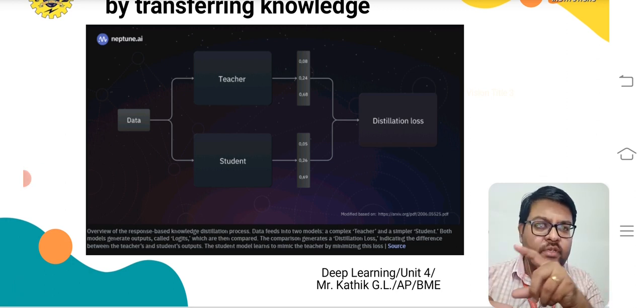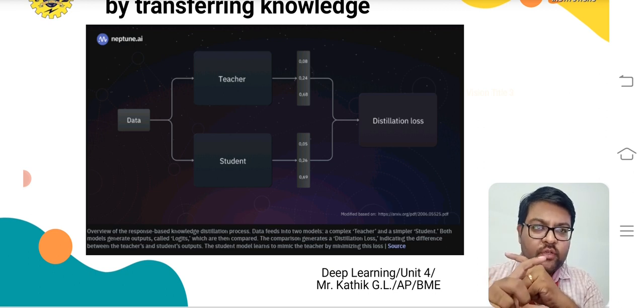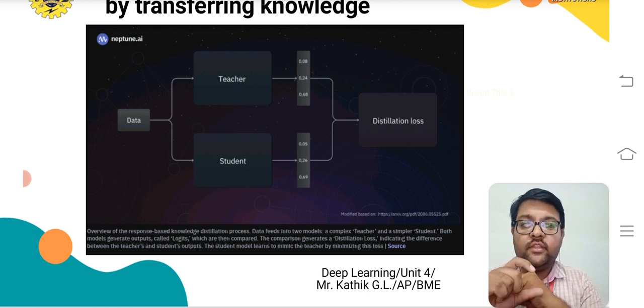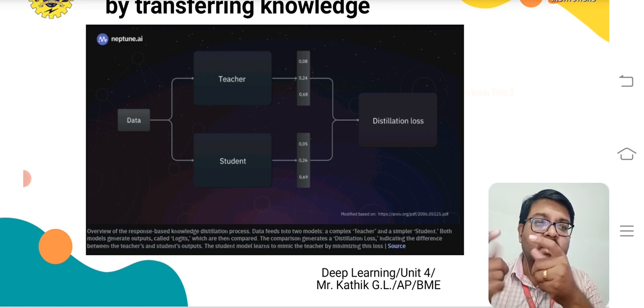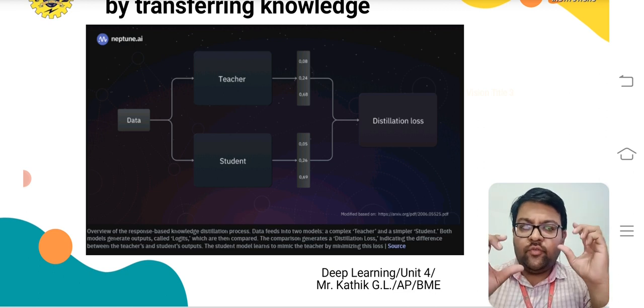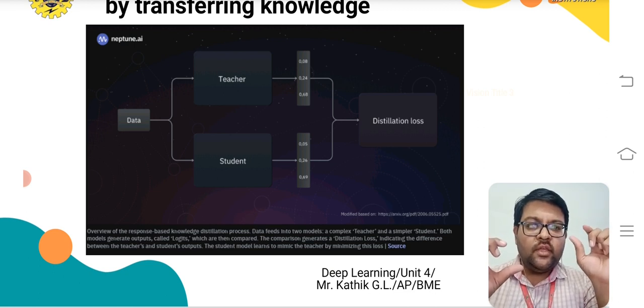This diagram represents the distillation loss. There is data that goes to the teacher and the student, and what is the difference between the teacher perceiving that data and the student learning the data? That is the distillation loss. If the difference is very high, then the distillation loss is also high, right? So it is not effective. The difference between the teacher and student should be as small as possible so that better knowledge transfer has occurred.